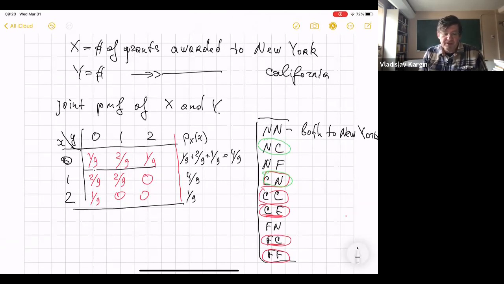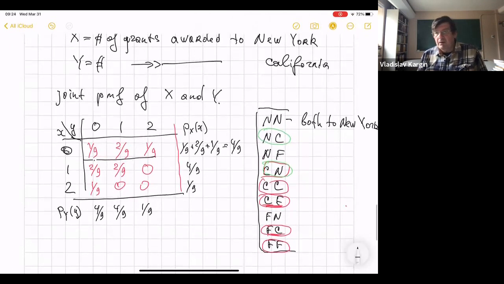for the random variable X. And by symmetry, it's exactly the same for Y. So we write here p_Y of y. It will be 4/9, 4/9, and 1/9. Also it's by symmetry, but also you can sum the columns here, and the sums of the columns give these numbers. So this is the joint and marginal PMF.